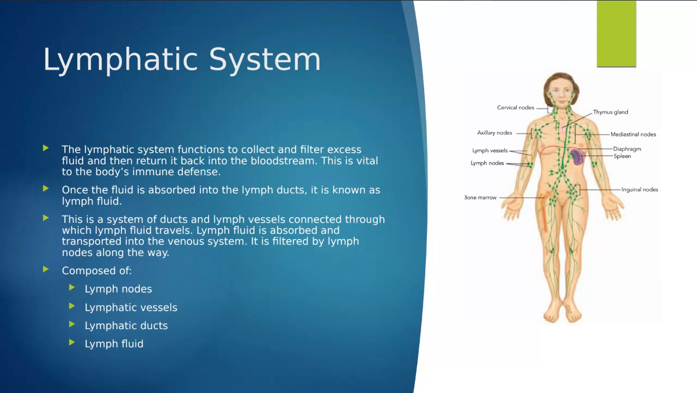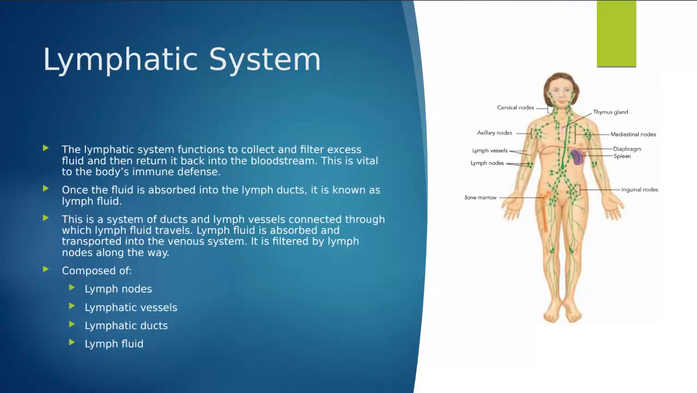So a second ago, I kind of jumped too far ahead on that previous point. But once it is already in the lymphatic system, that excess fluid in the body has now been filtered into lymphatic fluid or lymph fluid. This is a system of ducts and lymph vessels that are connected through, and that is how the lymph fluid travels throughout that lymphatic system. The fluid is going to be absorbed and then also kind of exported through the venous system, and it's going to be filtered to lymph nodes along the way.